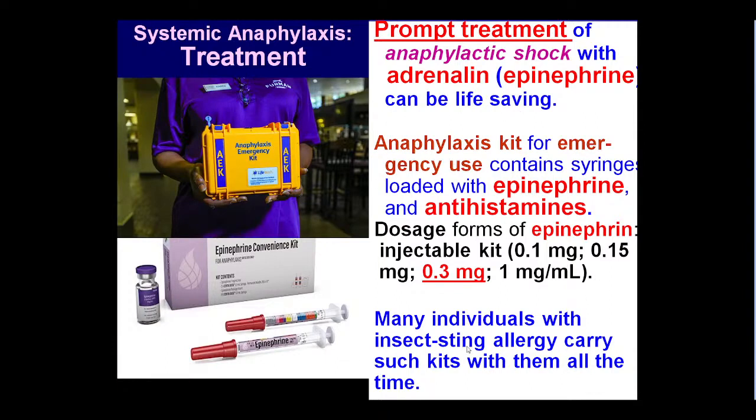People with insect allergy carry anaphylactic kits, and they carry them over time in their life. These anaphylactic kits for emergency use contain syringes loaded with epinephrine and antihistamine drugs. What about epinephrine? Dosage in these syringes may vary from 0.1 milligram to 1 milligram per milliliter of the epinephrine. Usually, this dosage is 0.1, 0.15 milligram, or 0.3 milligram. 0.3 milligram is the most common dose that is injected to prevent development of the anaphylactic shock.